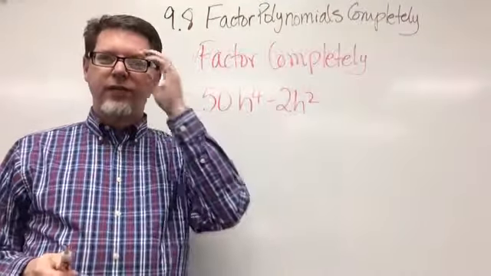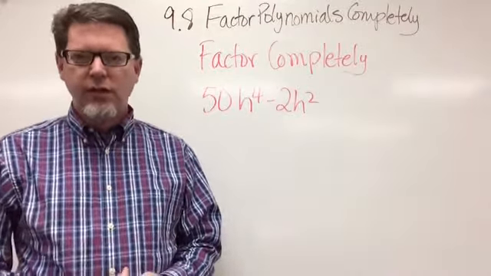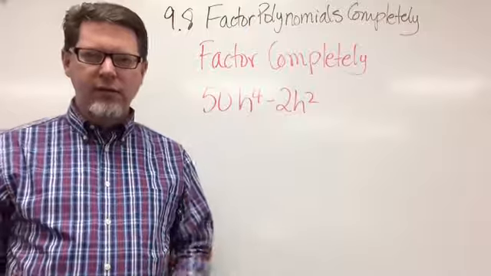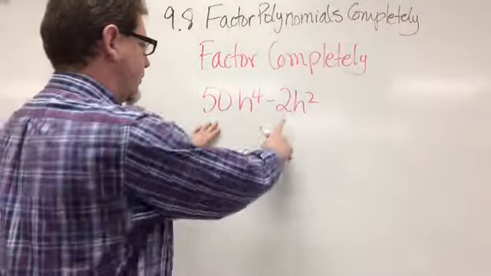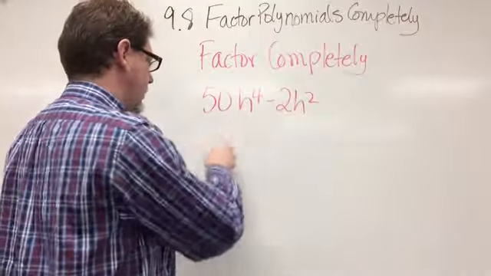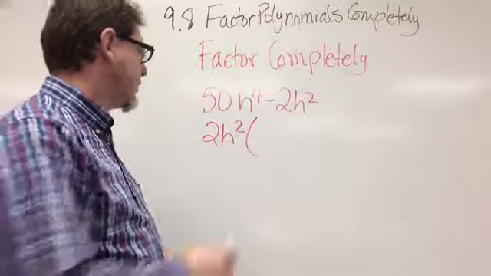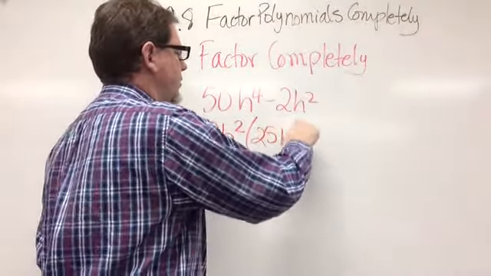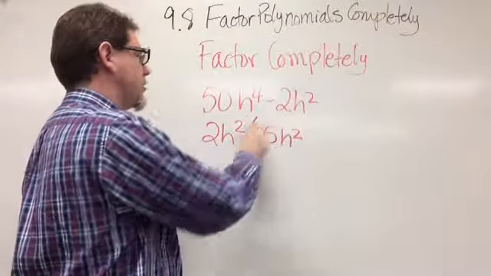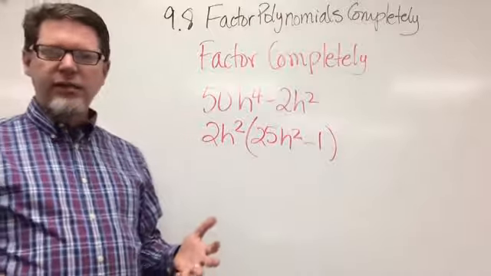The last problem for this section is 50h to the fourth minus 2h squared. First thing I always look for is a greatest common factor, and I know that my greatest common factor is going to be 2 for 2 and 50, and then h squared, so 2h squared. And then factor it out. 50h to the fourth divided by 2h squared is 25h squared. And then negative 2h squared divided by 2h squared is negative 1. And I think, is there anything else I can do?